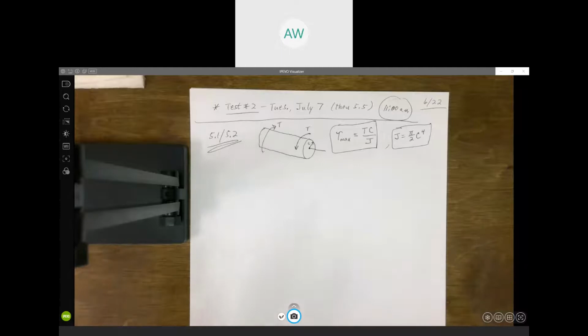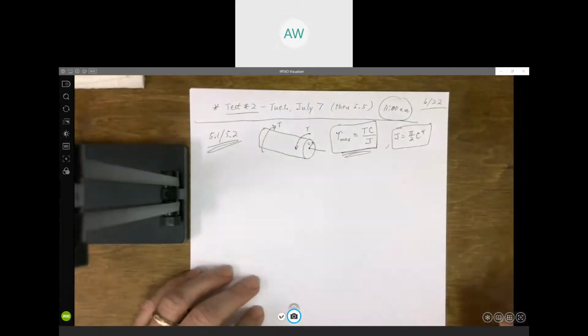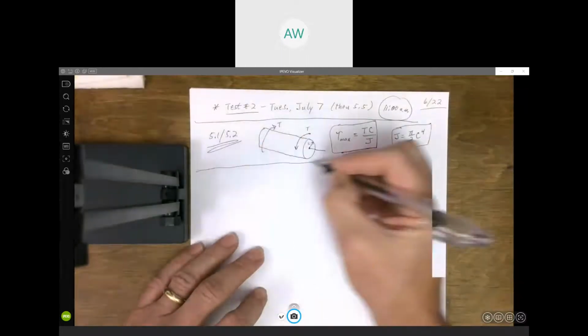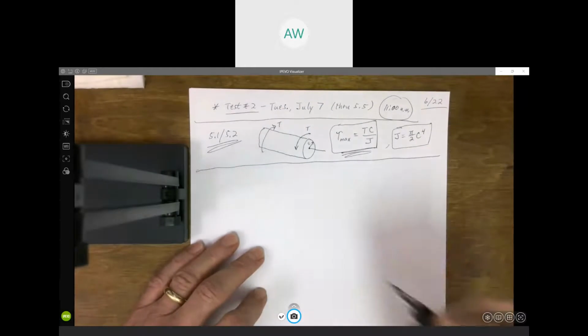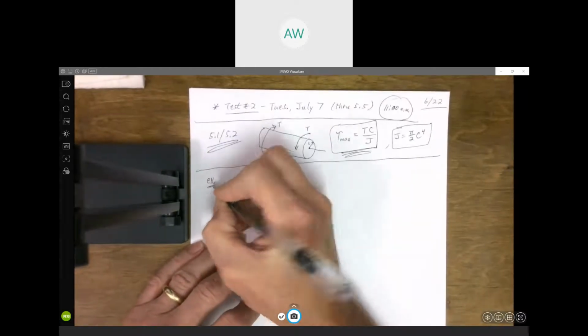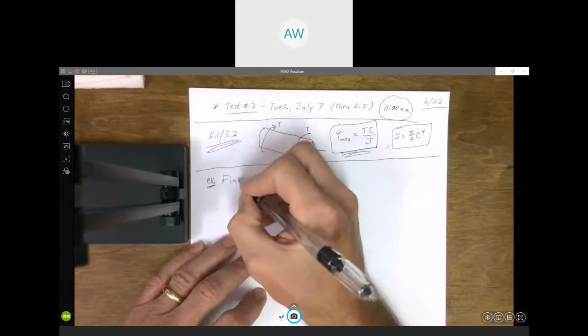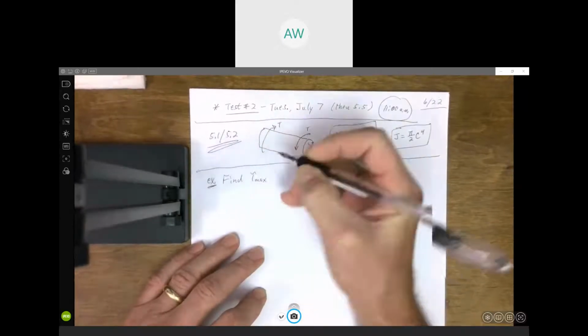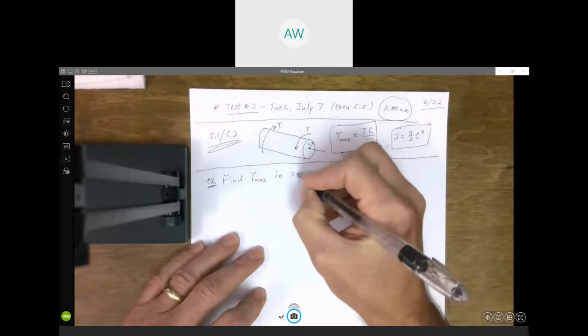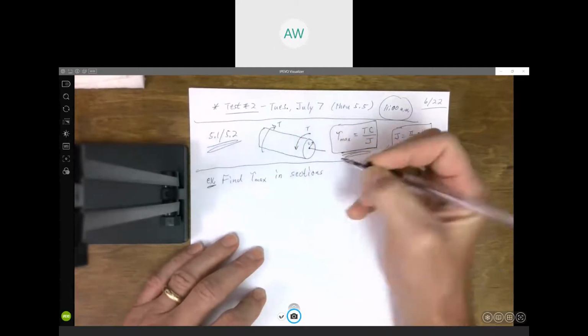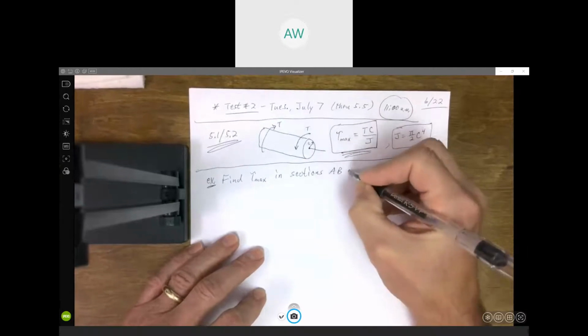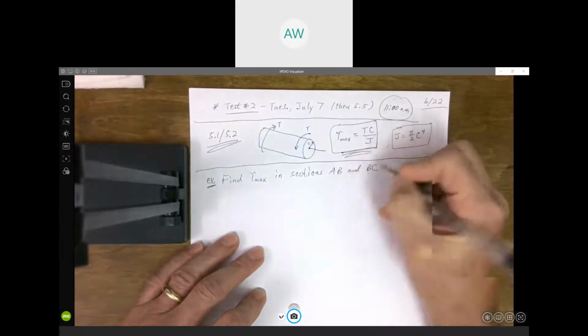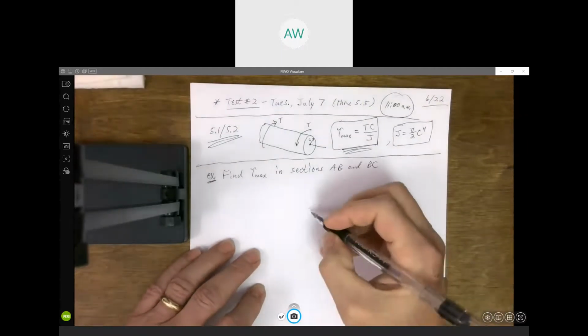Any questions related to this formula before we see if we can solve a problem? All right. Well, then let's continue and see if we can solve this one. We're going to try to find the maximum shear stress in sections AB and BC. So let me see if I can draw a picture of this shaft.